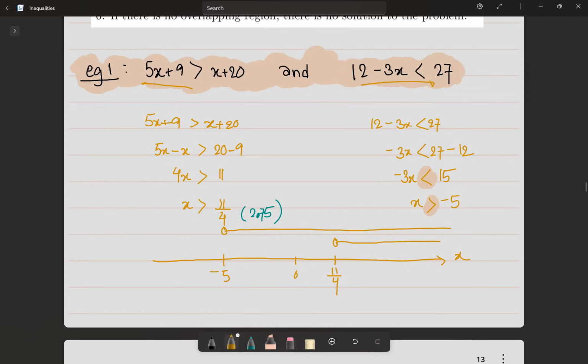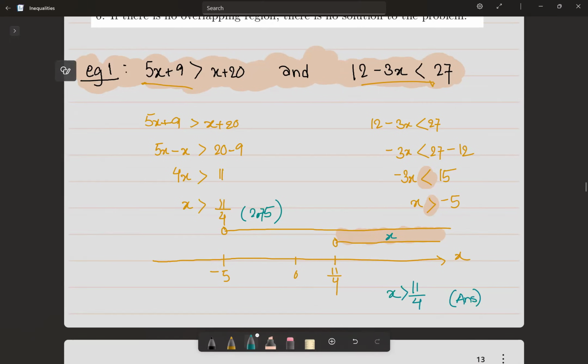Now, what is the common or overlapping region that we have? This is our common region, the region in between the two lines. This is where our final value of x lies. This is the region which satisfies both the inequalities. So we write our final answer as x is more than 11 by 4, as we can see from the number line. And this is our answer.